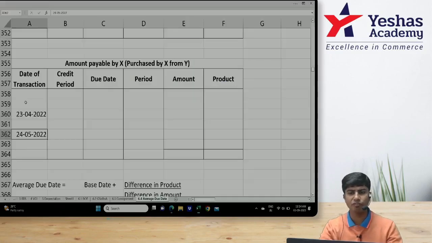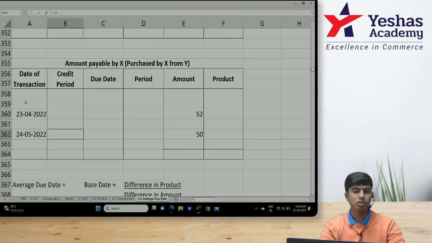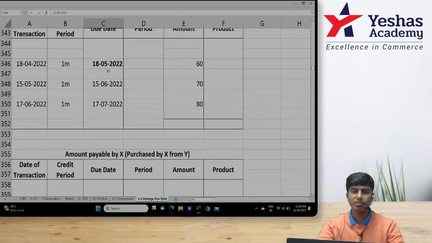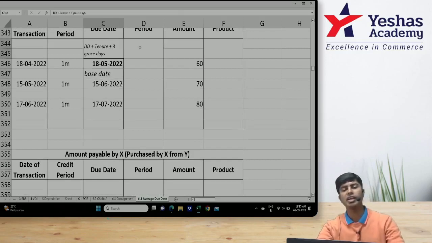Then what do we have? 52 and 50. Credit period is 1 month, so this will become 23rd May and this will become 24th June. What is the base date? 23rd May is the earliest here, and here we have 18th May. Shall we take 18th May as the base date? Now come on, taking 18th May as the base date.